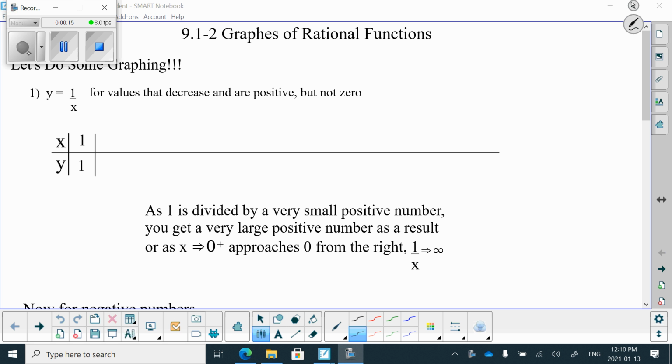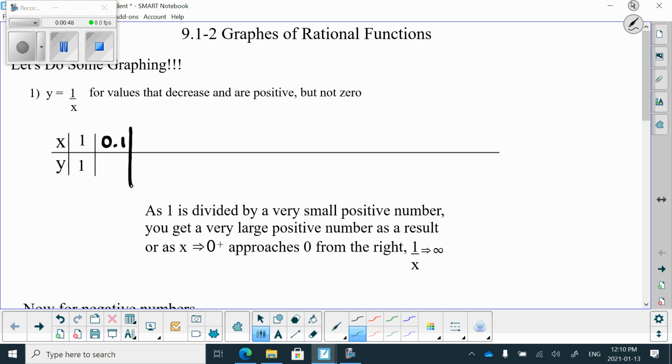So for values of y equals 1 over x, for values of x that decrease and are positive but not 0, what would we get? So I've got x is 1 and y is 1, because 1 over 1 is 1. But if I want to decrease my values, something less than 1 would be 0.1. So what would my value for y be if my x value is 0.1? You might need your calculator to figure this out, or you might be sharp and get it in your head. Our calculator is super okay.